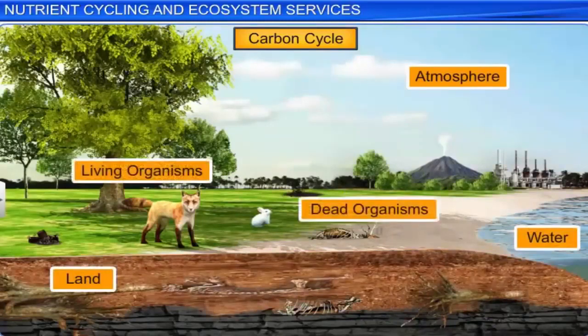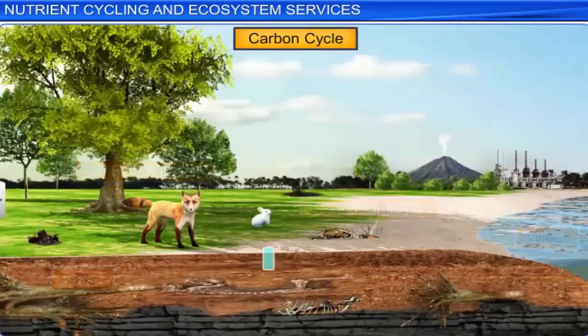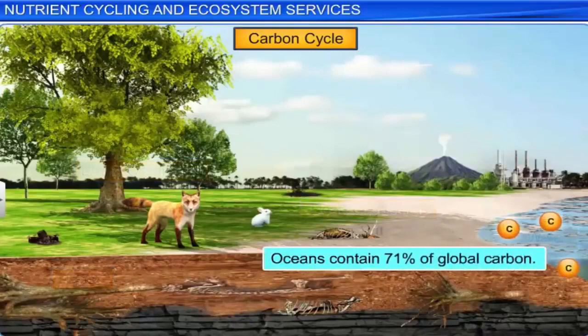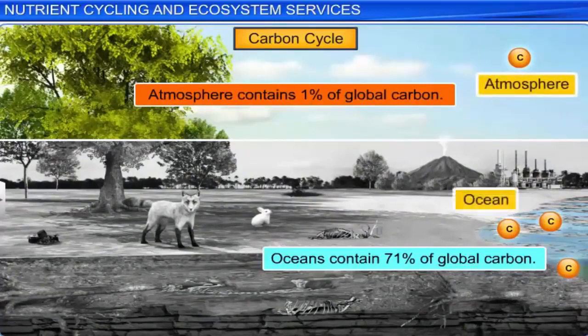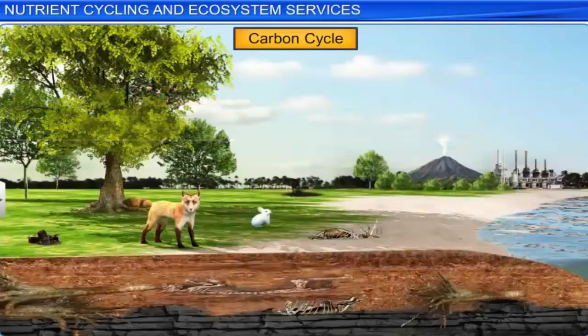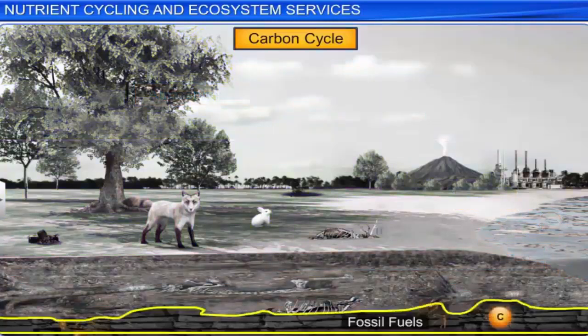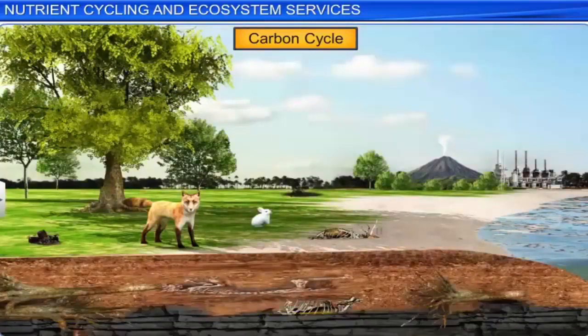About 71% of global carbon is found dissolved in oceans, while just 1% is found in the atmosphere. The amount of carbon dioxide in the atmosphere is regulated by the oceanic reservoir of carbon. Another reservoir of carbon is fossil fuels. Also, a large amount of carbon is contributed to the atmosphere in the form of carbon dioxide during respiration by producers and consumers.